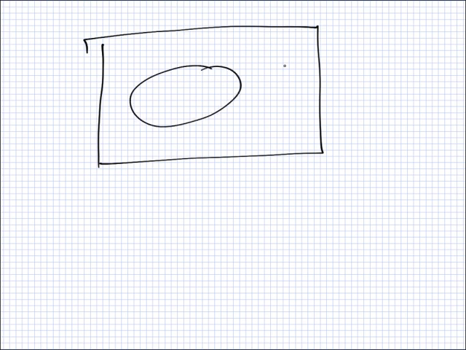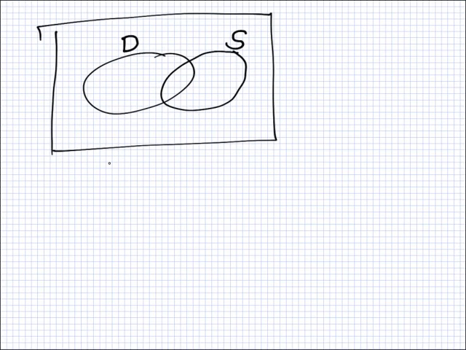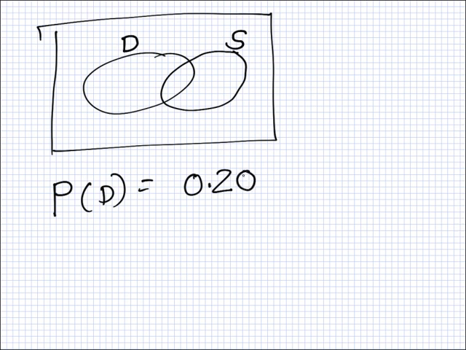So, let's see. Another example might be: D represents people with the disease, and S represents the symptoms of the disease. Okay. This time I'm going to go backwards. I'm going to give you the probability. So we'll say that 20% of the people that present have the disease.